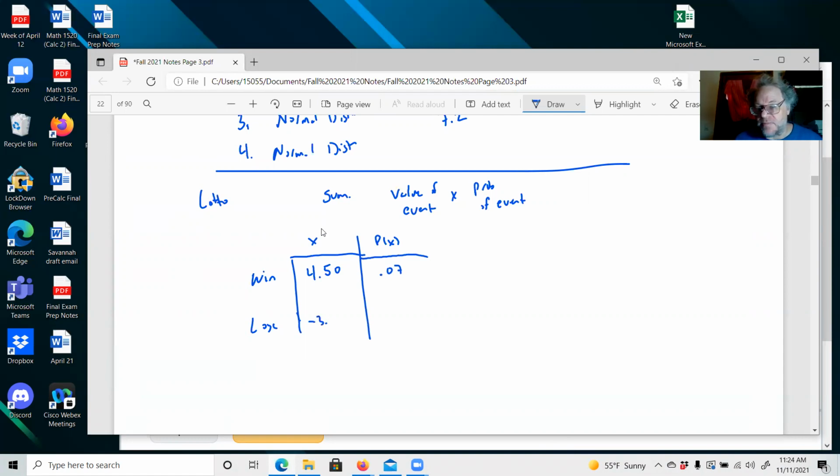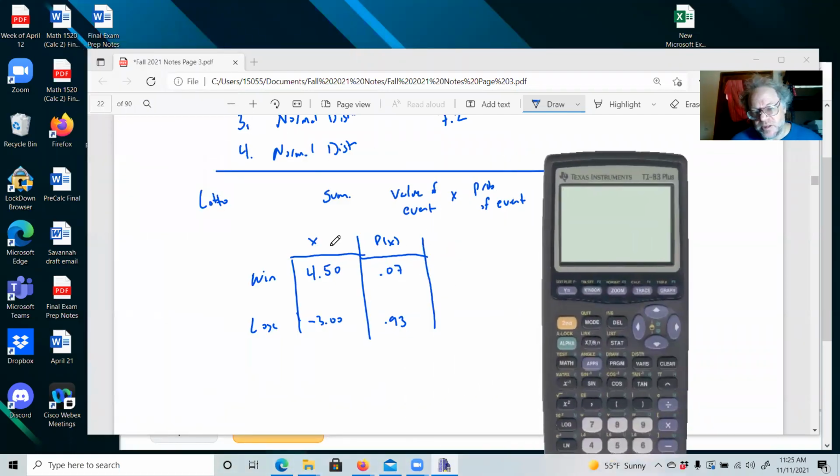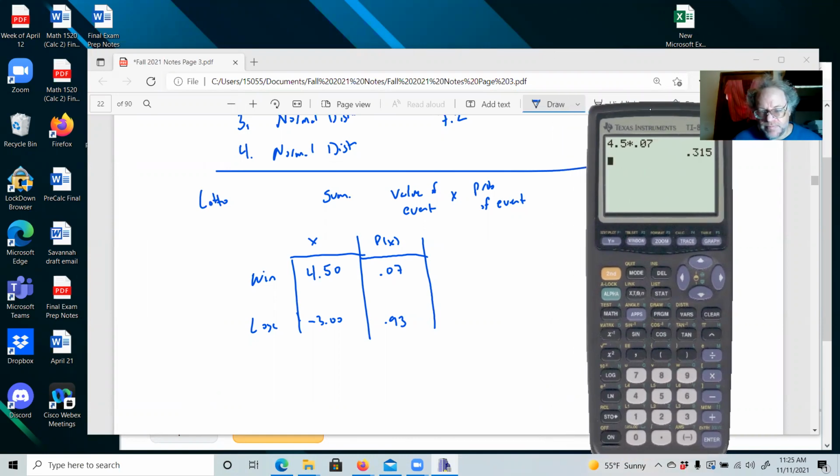Well, we're out $3. And with the probability of not winning, 0.93. If you'll excuse me, I'm going to go fetch a calculator. And all we're going to do, this is the reason I like to set them up this way, because I just have to multiply across. So we're going to have the value of the event, 4.50, times the probability of the event, 0.07. And that is 0.315.